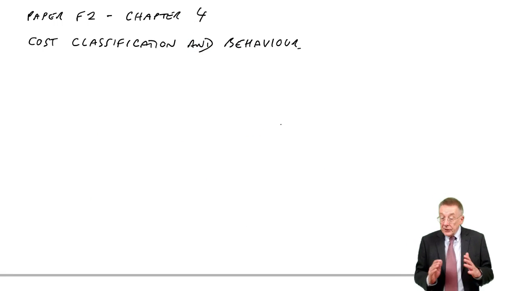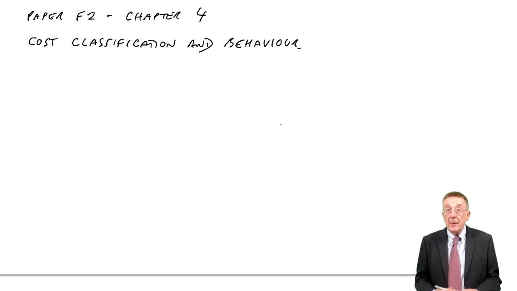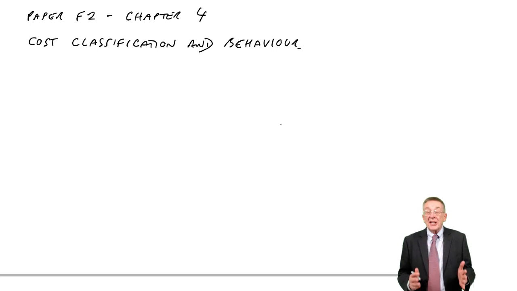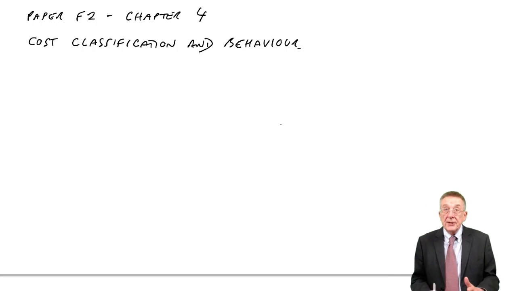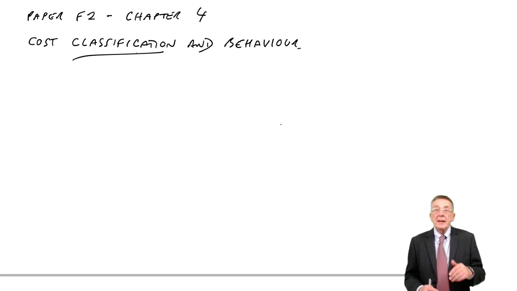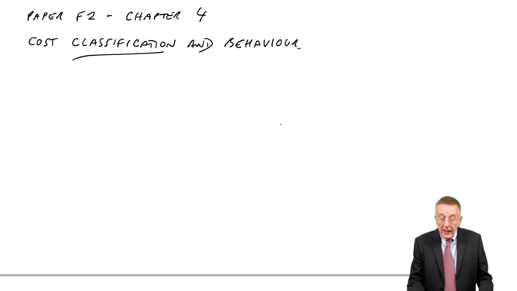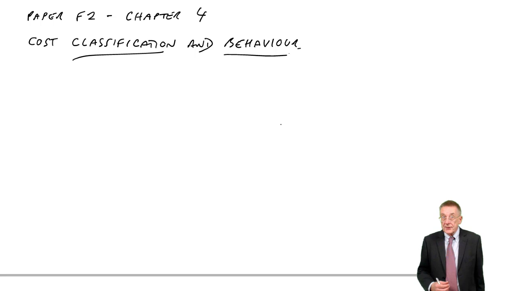This is the second of two lectures on chapter 4 of the free lecture notes of paper F2, which was cost classification and behaviour. Now, in the first of these two lectures, I went through cost classification, which is the terminology, direct costs, indirect costs, or overheads. In this one, we're looking at what we call the behaviour of the costs.